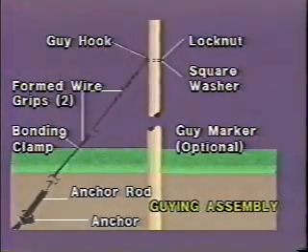Again, a guy assembly is required, consisting of the appropriate type anchor, anchor rod, bonding clamp, and formed wire grip at the guy end, and a formed wire grip, guy hook, machine bolt, square washer, and lock nut at the pole end. A guy marker may also be required.